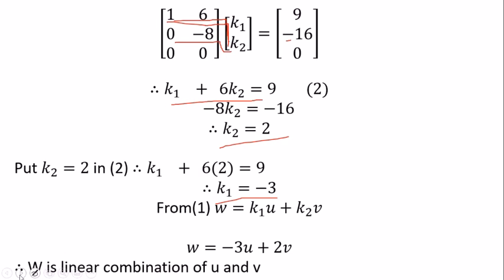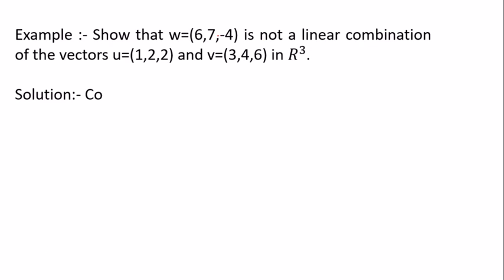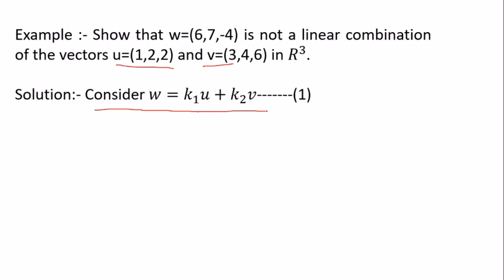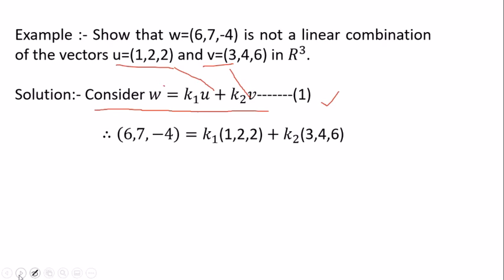Now there is one more type of example here. Sometimes we are not able to express W as a linear combination of U and V. For example, suppose we have to show that W equal to (6, 7, minus 4) is not a linear combination of this U and V. So again we'll start with the same. Consider W equal to K1U plus K2V, equation number 1. Now put the values of U, V and W in this equation. If you put the values, we'll get (6, 7, minus 4) equal to K1 into (1, 2, 2) plus K2 into (3, 4, 6).